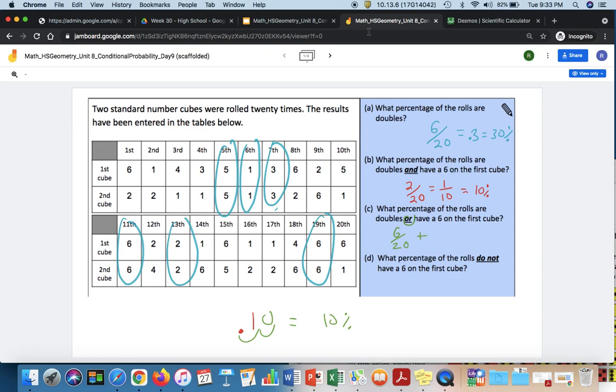So now what I want to do is represent that second part of that OR statement with having a 6 on the first cube. So let's do that in green. So I see the first option has a 6 on that first cube, the 8th row, the 15th row, and the 20th row. Now, if I count 1, 2, 3, 4, it's an additional 4 out of 20.